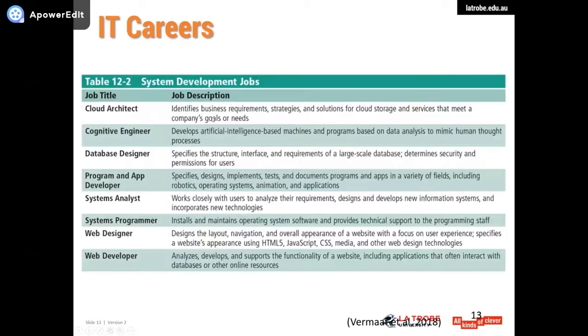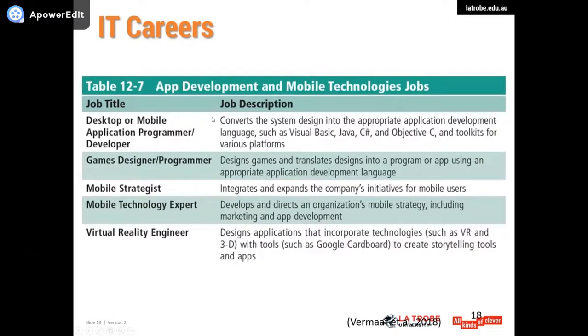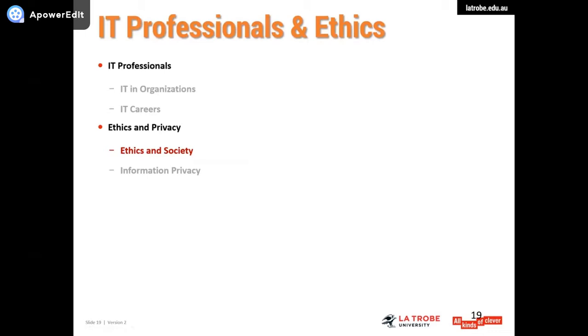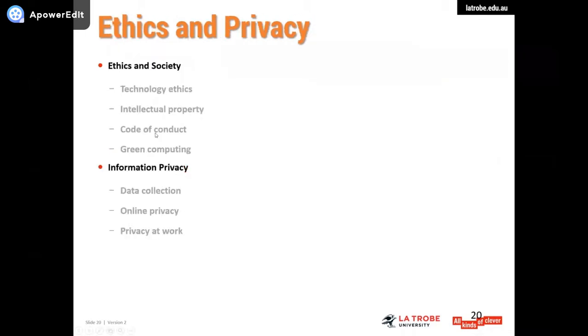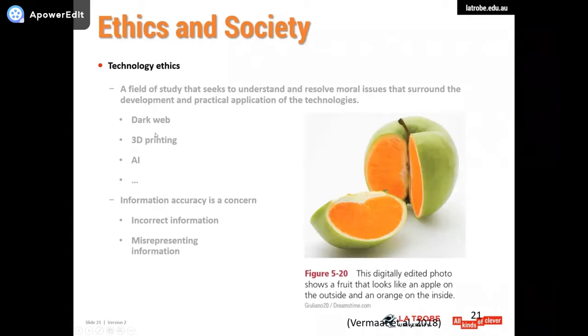Then it's ethics and society. In this part, you should be able to explain what technology ethics is and why it is important, which technologies have these ethics issues, and how we can make things better by using this technology. This is important. You need to explain that.